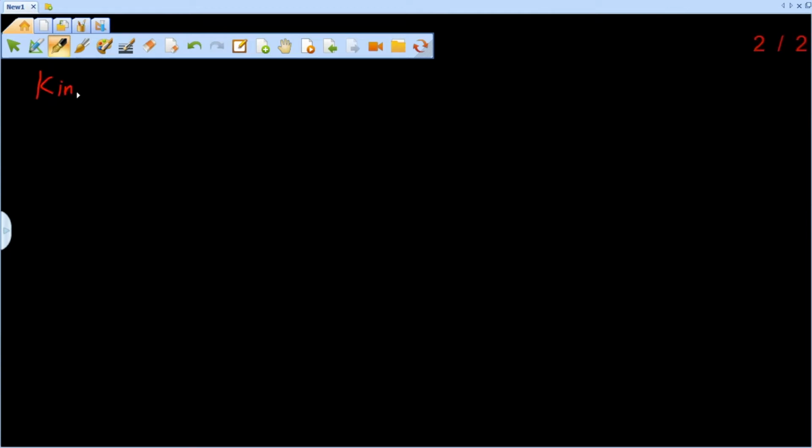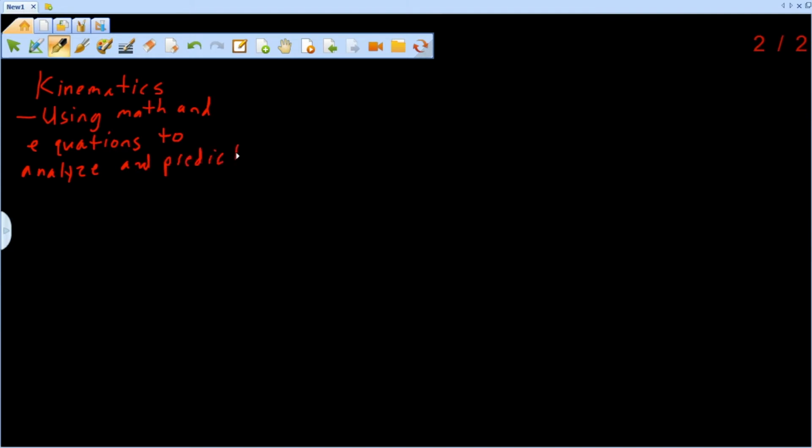All right, let's get it started in here with these kinematic notes. Some of you may be wondering, but what are kinematics? Well, I'm glad you asked. Kinematics is just a way of using math and equations to analyze and predict the motion of objects. Let's take a look at our first example.